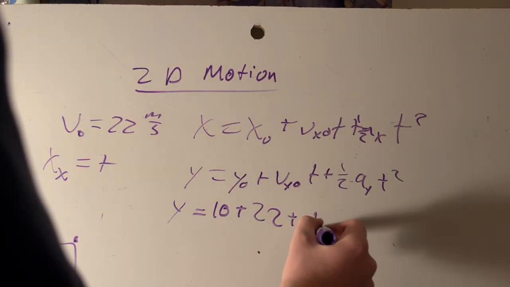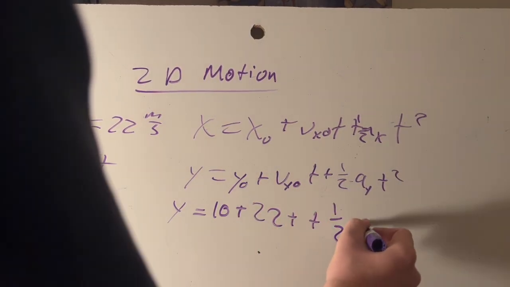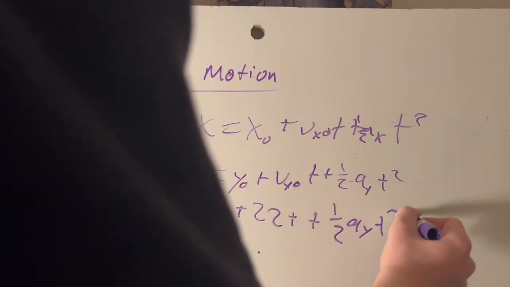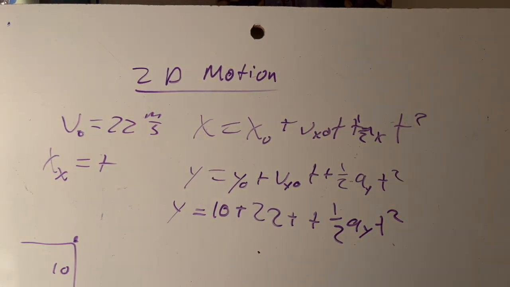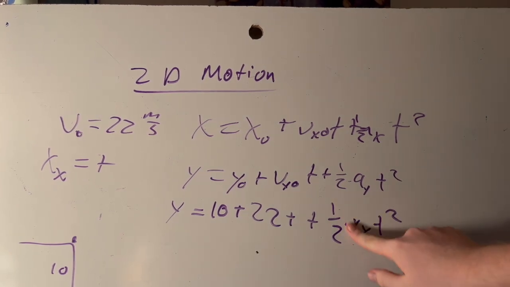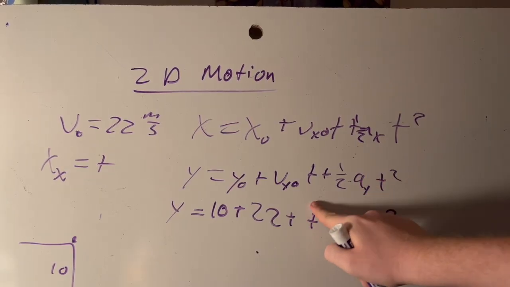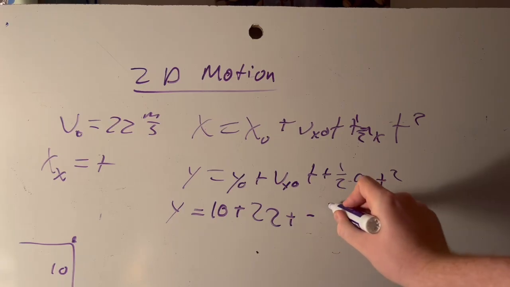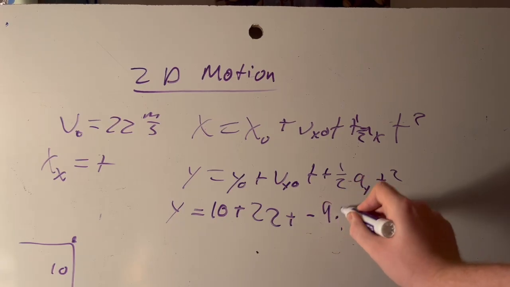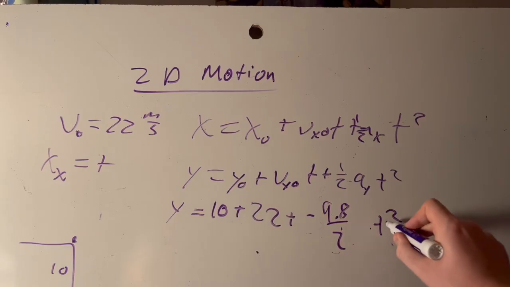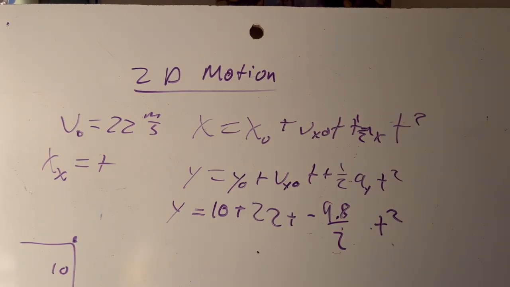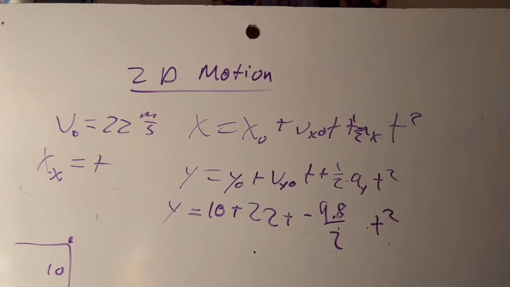Now, we need to add 1/2 acceleration in the y direction times time squared. Okay. Well, acceleration in the y direction is gravity, right? That's the only thing affecting the ball. So we can rewrite this as negative. I guess because it's plus a negative, it's going to be minus 9.8 divided by 2 times time squared, right? 1/2 times 9.8. Now, all we need to do is solve for time.